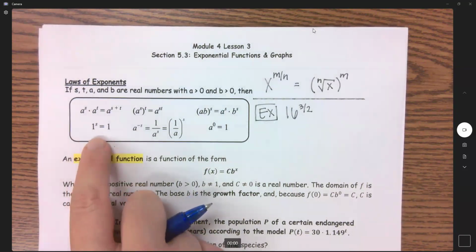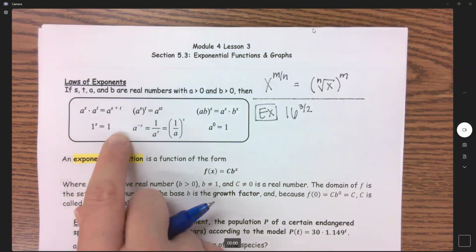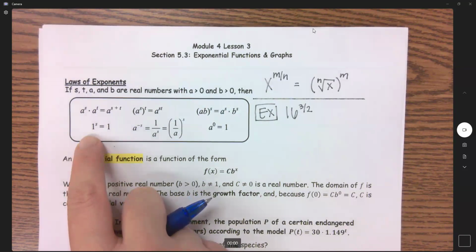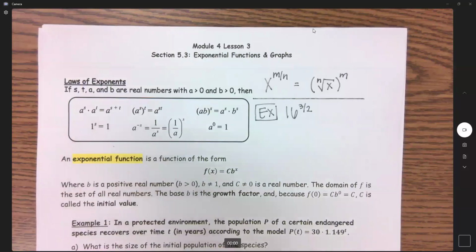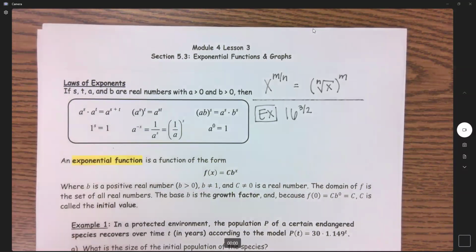This is going to come into play a little bit this lesson, but anything with a base of 1 will always equal 1. So it doesn't matter if this is 1 squared, 1 cubed, 1 to the 4th, 1 to the 10th, 1 to the 100th. No matter how many times you multiply 1 by itself, it's only ever going to equal 1.